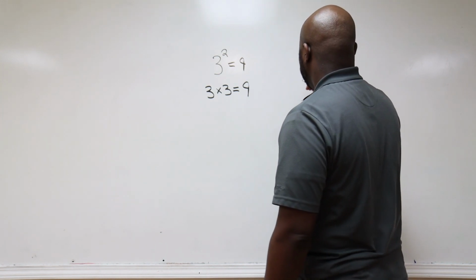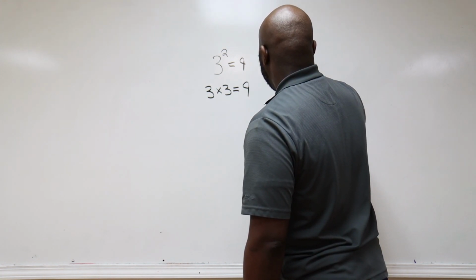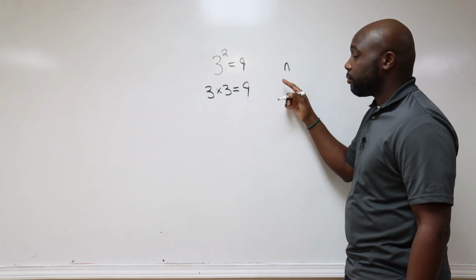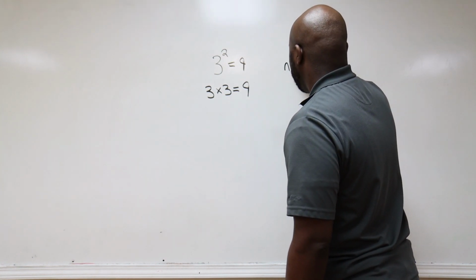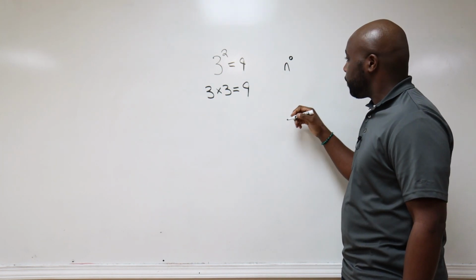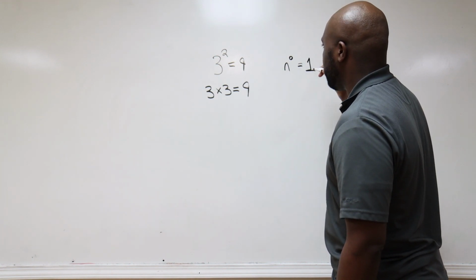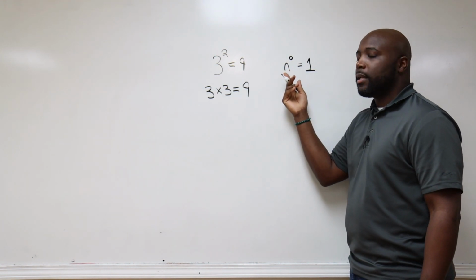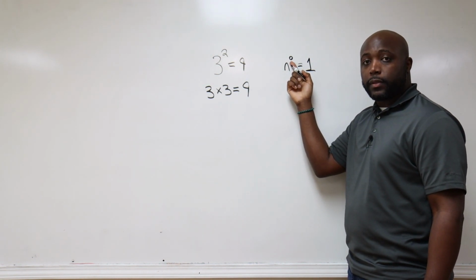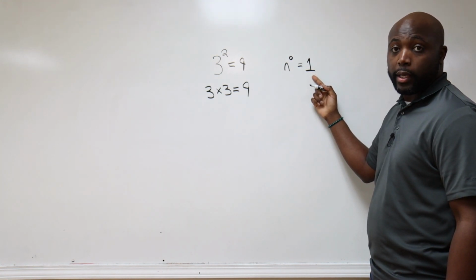Well, if you wonder what the solution will be if I have an exponent of 0, the rule for that is: any number, and I'm just going to use the variable n to represent any number, that has an exponent of 0 is going to equal 1. So any number or integer that has an exponent of 0 has a solution of 1.